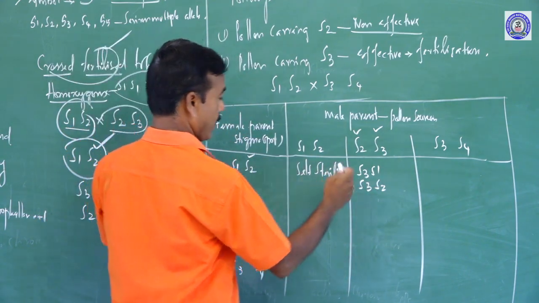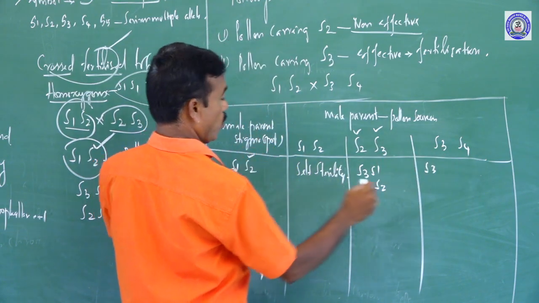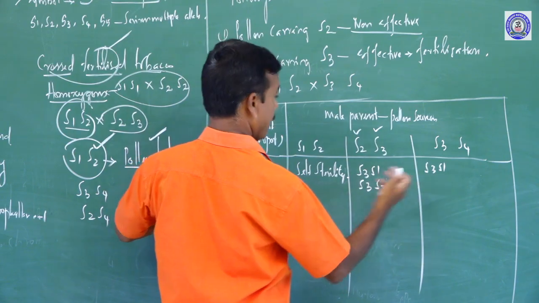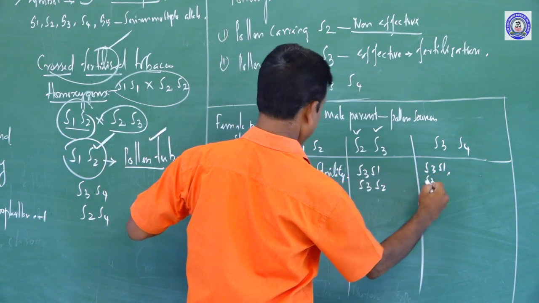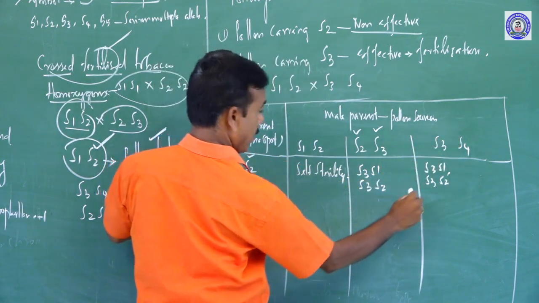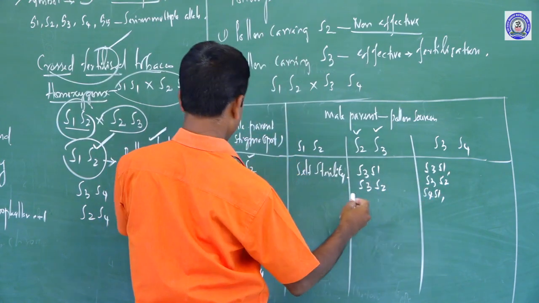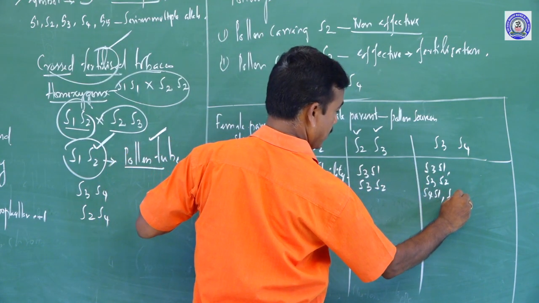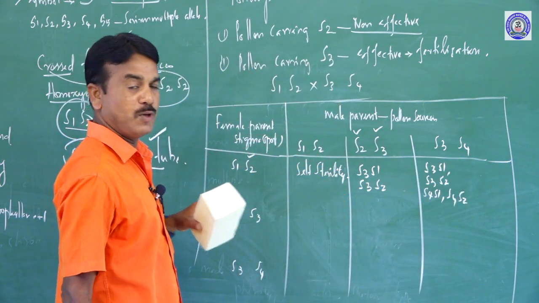Then the third one, crossing to be S3 and S1, then S3 and S2, then S4 and S1, then S4 and S2. Those four probabilities are possible.